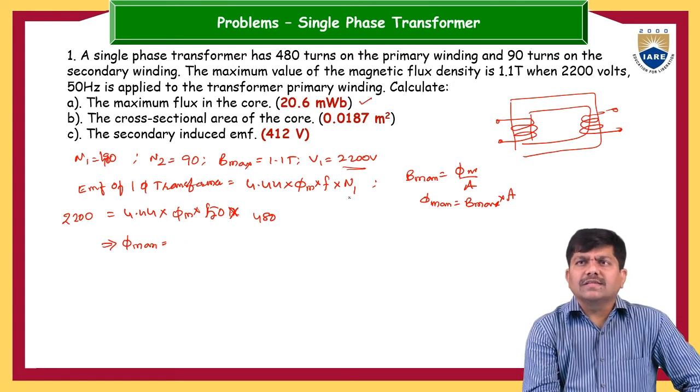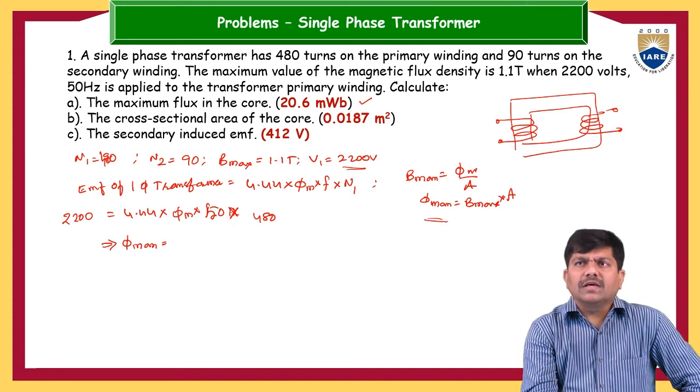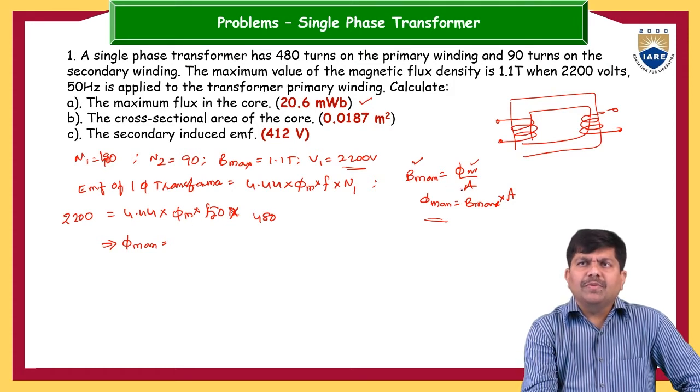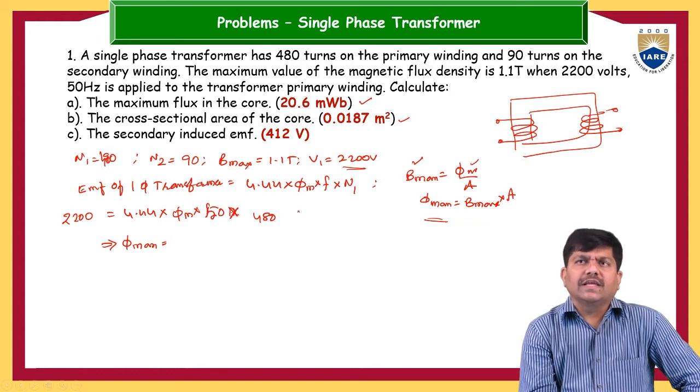The second bit is the cross-sectional area. Let us use this formula to find the cross-sectional area. Here B max they have given as 1.1 Tesla, and phi max we have computed, that is 20.6 milliwebers, and A is equal to phi maximum by B maximum. So we can easily get 0.0187 meter square. This is the cross-sectional area.